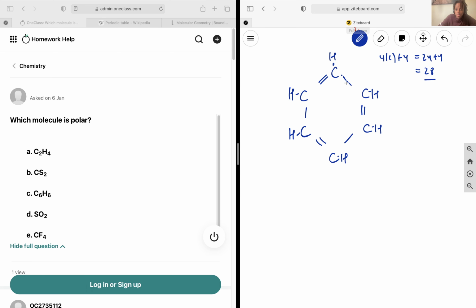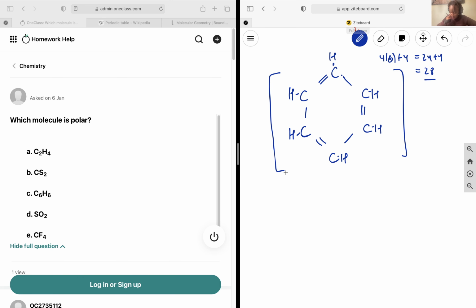And so we have 2, 4, 6, 8, 10, 12, 14, 16, 18, 20, 22, 24. Sorry, let's start again. 2, 4, 6, 8, 10, 12, 14, 16. Sorry, I always forget about the hydrogens. 2, 4, 6, 8, 10, 12, 14, 16, 18, 20, 22, 24, 26, 28. And so we see all of our electrons are accounted for. And so this is going to be our Lewis structure.